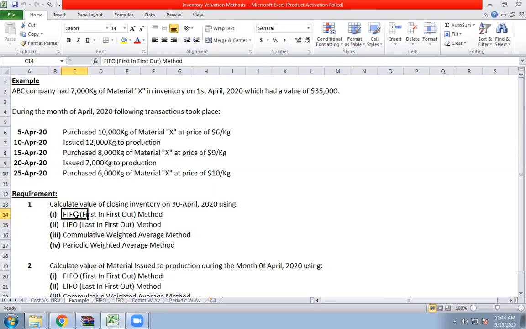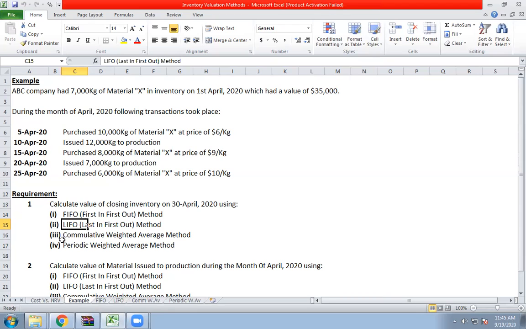FIFO means first in, first out. LIFO means last in, first out. It means if we use the FIFO method, we will issue the material which we purchased first, and definitely in our closing inventory we'll be having the material which we have purchased latest. In the LIFO method, last in first out, we will issue that material first which has been purchased last. The latest purchase will be issued first, and definitely in our closing stock we'll be having the oldest material which we purchased previously.